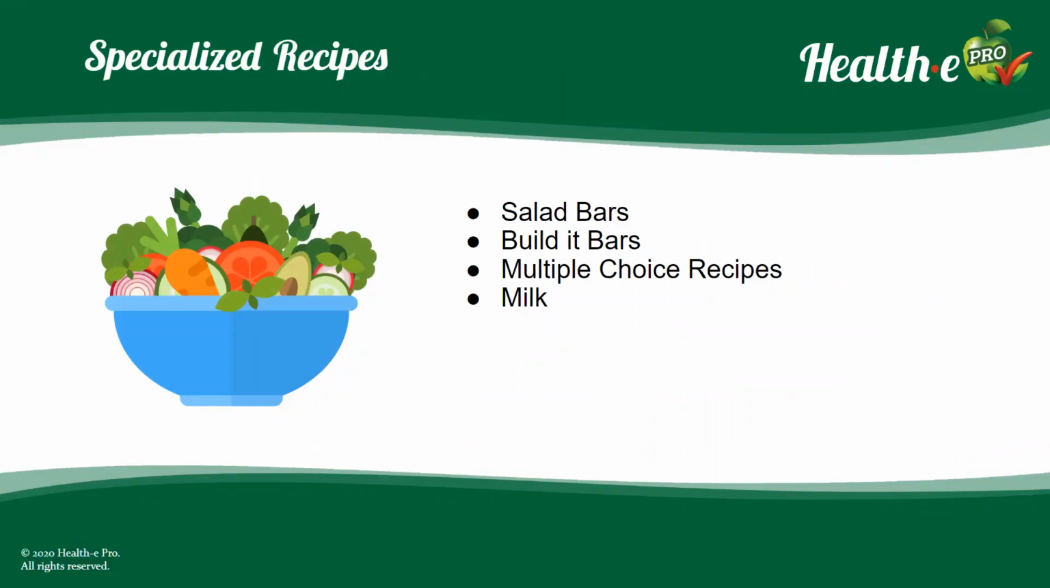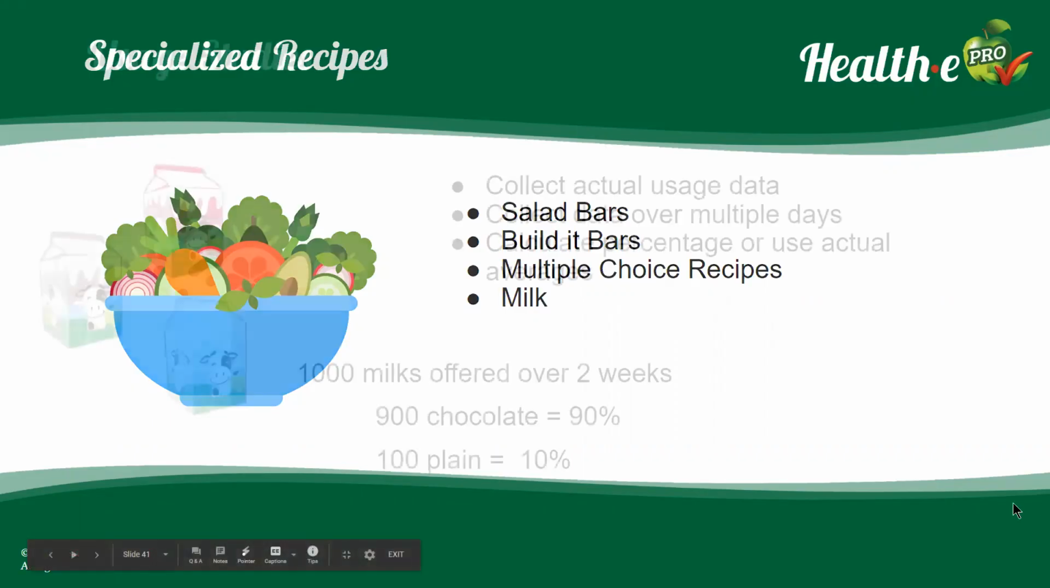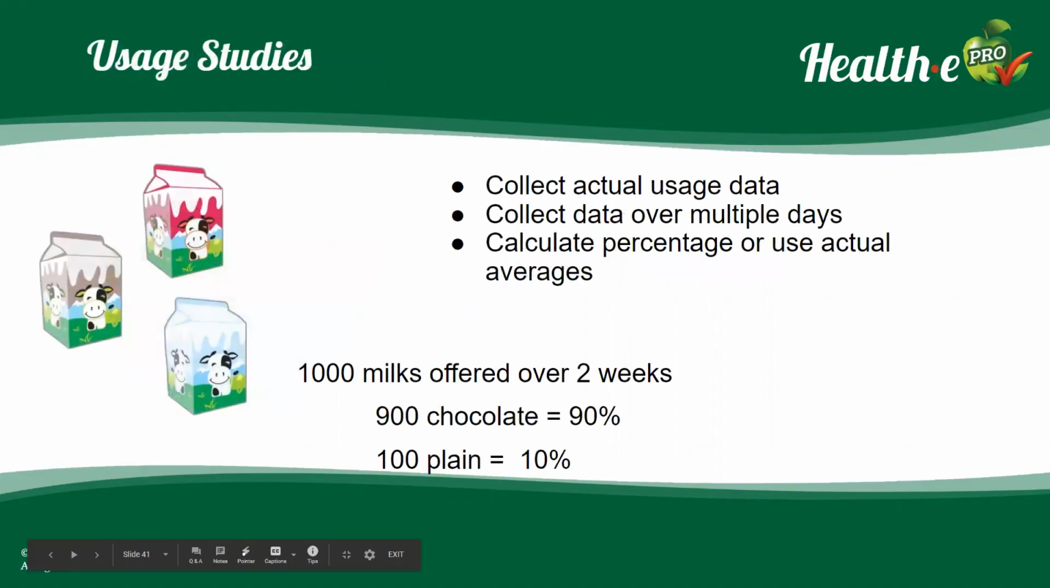Specialized recipes may be necessary for menu items like food bars, where children will have multiple choices from a recipe, like a sub-sandwich bar, or for milk choices, where children can select either chocolate or flavored milk. USDA and many states allow and suggest you conduct a usage study over, say, a 2-week period or multiple service days to figure out what the typical usage of each choice is. Then those percentages may be applied to the numbers served for each item.